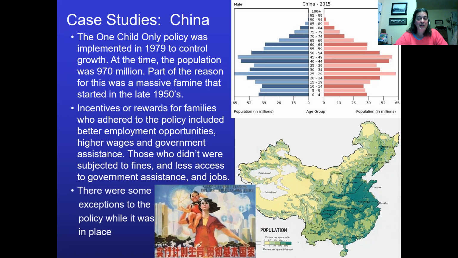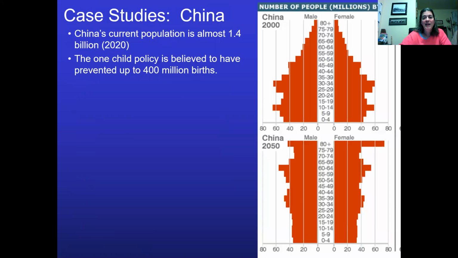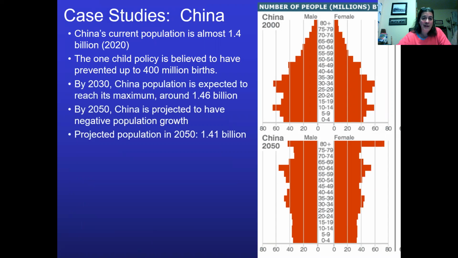There were some exceptions to the rule, but it was really pretty strict, and for the most part, the Chinese people followed it. You can see that because of the one-child-only policy, the fertility rate is way less than replacement. China has a strongly negative population pyramid today. You can see that here, and then looking forward, it looks like they're going to stabilize. They think that the one-child-only policy probably prevented up to 400 million births.